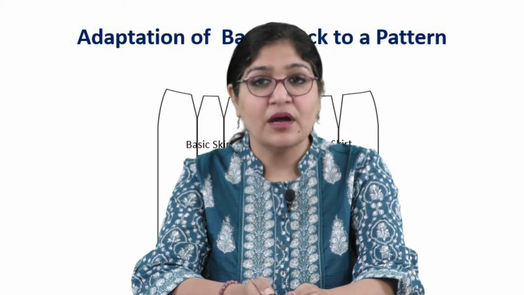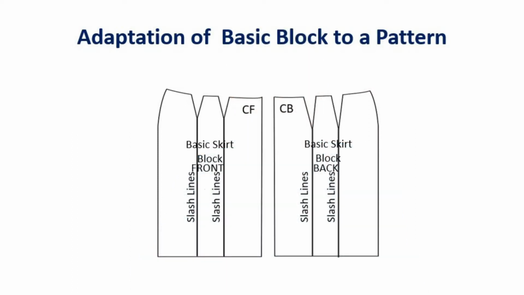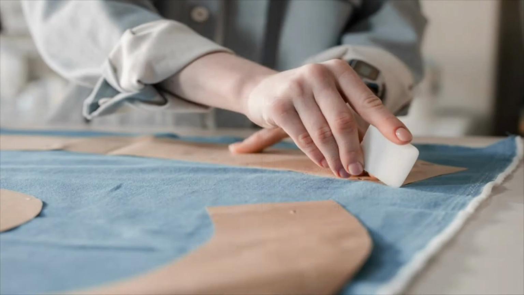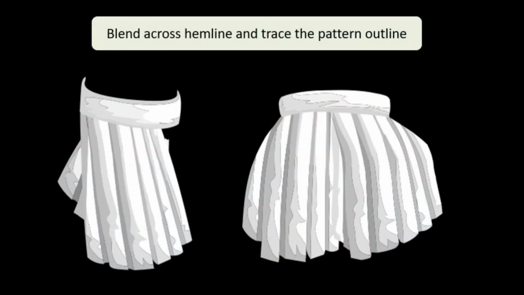The next step is to draw slash lines from the dart points to hemlines and parallel with center lines. Cut from the hemline to the dart and not through the dart points on these slash lines. Now, close the darts. As you close the darts, a flare would appear at the hem. You may also increase the width of the hemline by extending a few inches at the side seam also if required. Now blend across the hemline and trace the pattern outline.